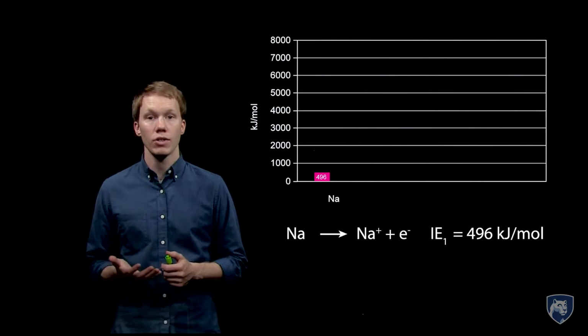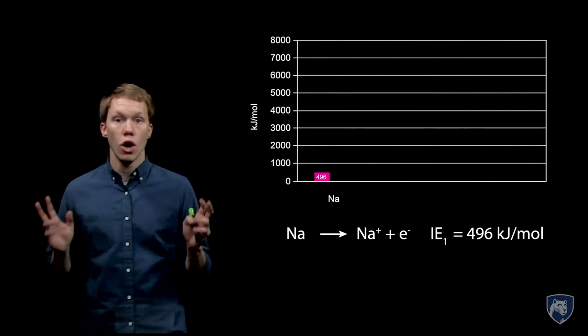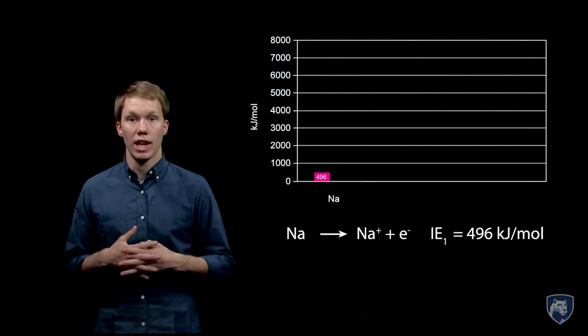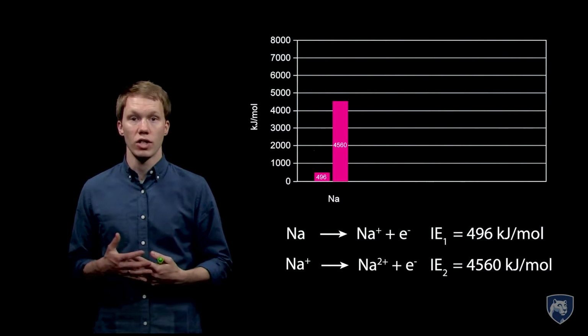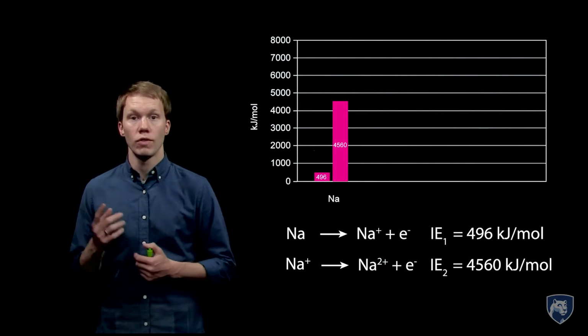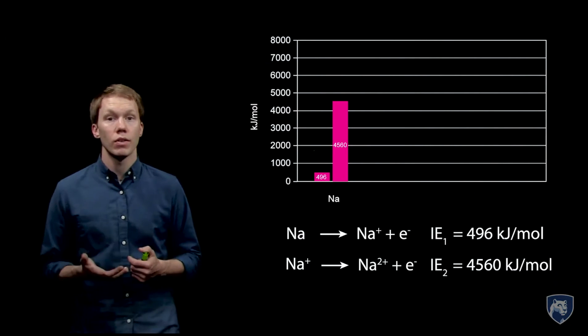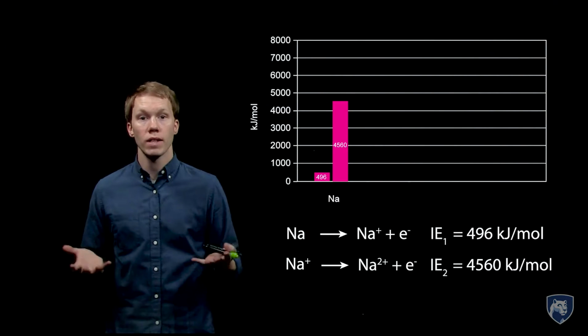Let's look at a specific example of successive ionization energies. Let's first look at sodium. Sodium requires a little bit of energy to remove that electron from the 3s orbital. At that point, sodium has a noble gas configuration. It has a filled outer shell. So to remove a second electron, we see a huge jump in ionization energy. It's about 10 times more energy to remove a second electron than it was to remove just the first electron.